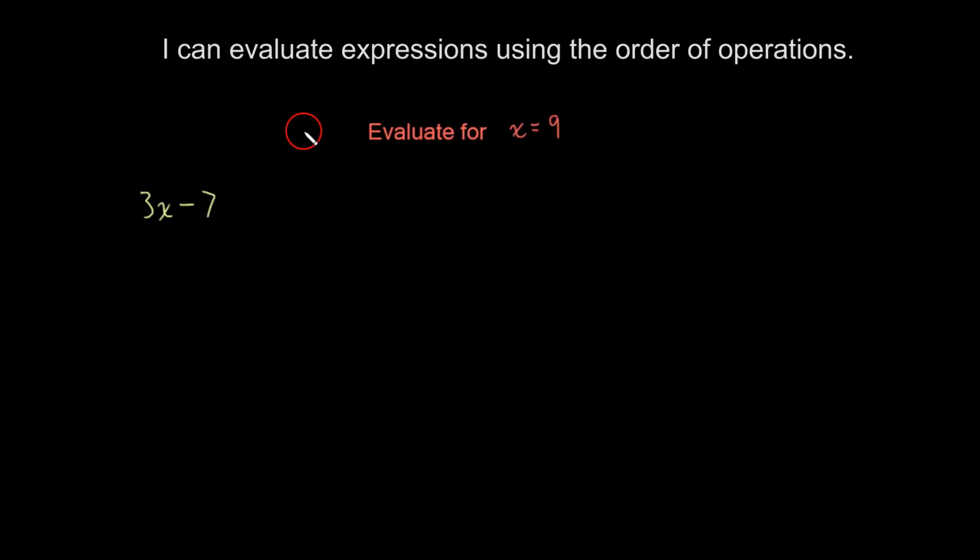Hello mathematicians, I hope by the end of this video you can say I can evaluate expressions using the order of operations. Let's look at a few examples here. We're looking at the expression 3x minus 7, and it says to evaluate for x equals 9.